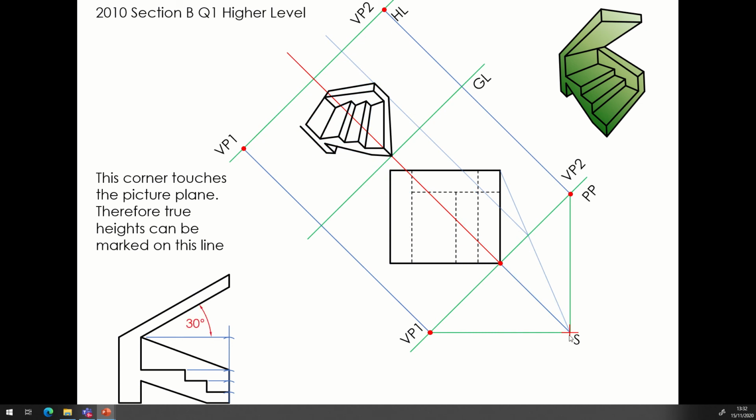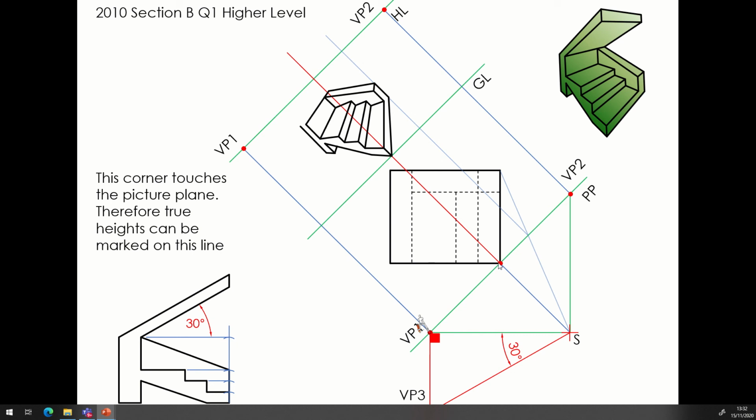So using our baseline here like so, we go 30 degrees off of that, and then where our baseline hits the picture plane, go perpendicular. It's slightly off the page here, but that's all right. We can take that height, and that gives us the overall height above vanishing point 1.